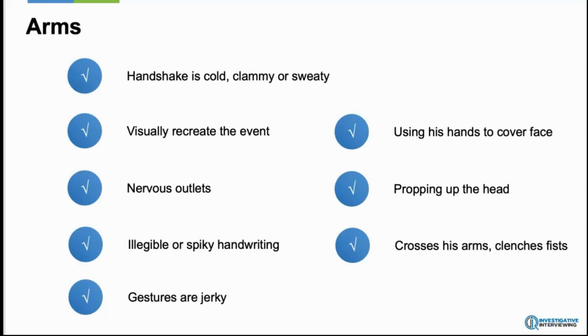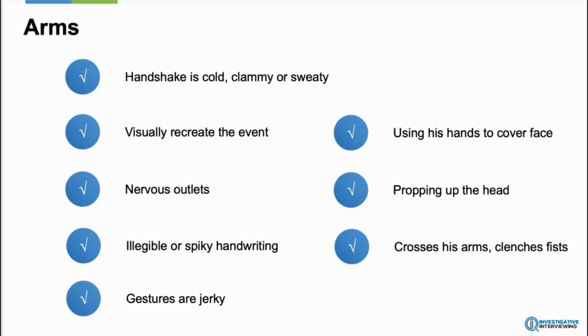The truthful person has fine motor coordination. The person can gesture and write smoothly and naturally. The untruthful person will have an illegible or spiky handwriting, and his hands will be sweaty and clammy, further impacting writing. So look for this if you are getting a written statement or some other written exemplars.